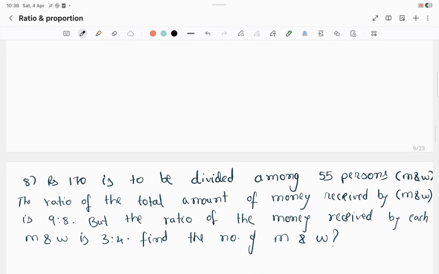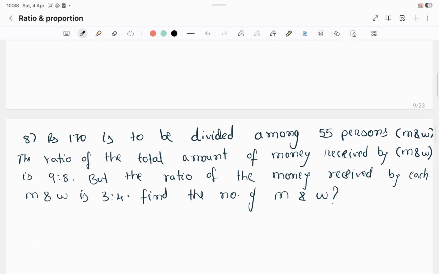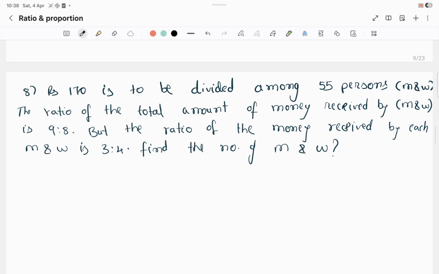Then next question. Rupees 170 to be divided among 55 persons. The ratio of the total amount of money received by men and women, M and W is nothing but men and women, is 9:8.